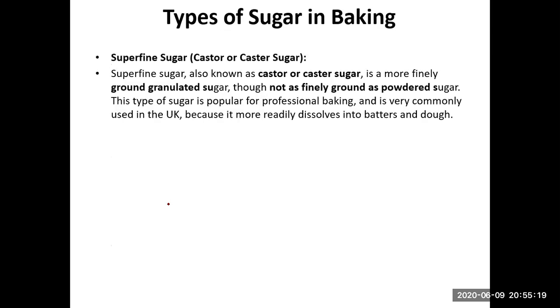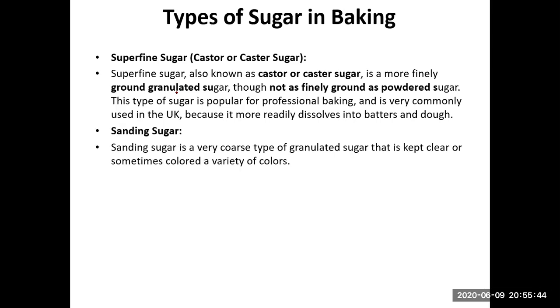Then another kind of sugar is superfine sugar, also called caster sugar. Actually, it's also a granulated sugar, but it is less fine than powdered sugar. That is, icing sugar is more finely crushed, but superfine or caster sugar is not so finely crushed. It's just broken-down granulated sugar, nothing else.